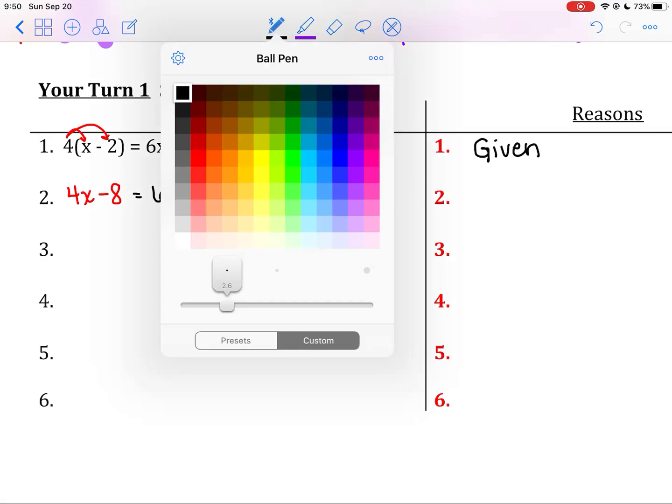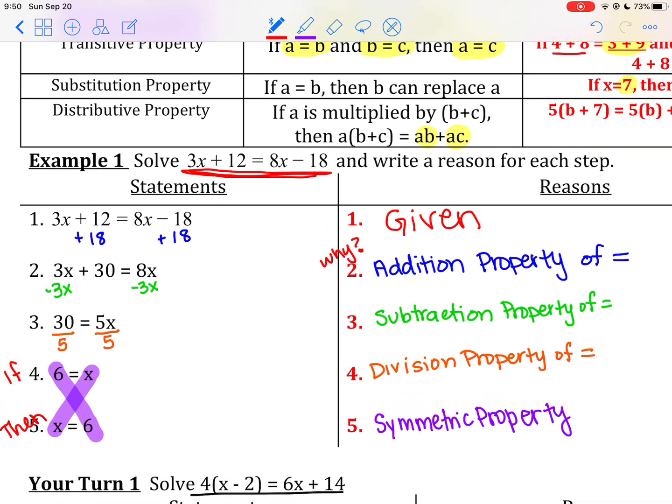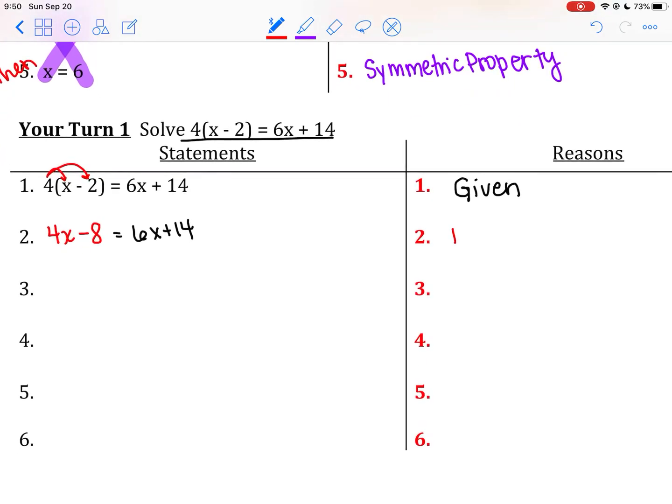And the thing that I used there whenever I'm multiplying into parentheses, that is why I ended up with this statement: because I used the distributive property. So the work that I did in between there was the distributive property.